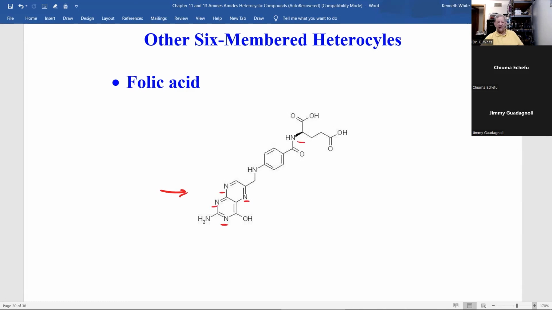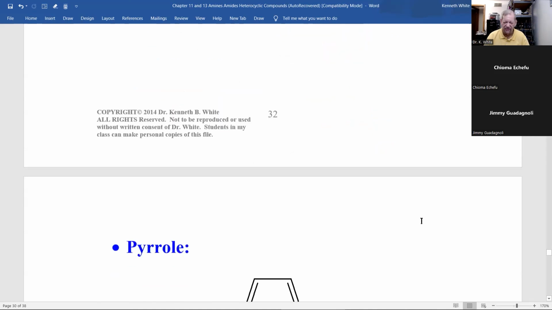Why is it called folic acid? Because you have a carboxylic acid, not one, but two at that end. And that's found in spinach and other green leafy vegetables. How does that get you healthy? Don't know, but I know it does. Or keep you healthy. It's important for your health.